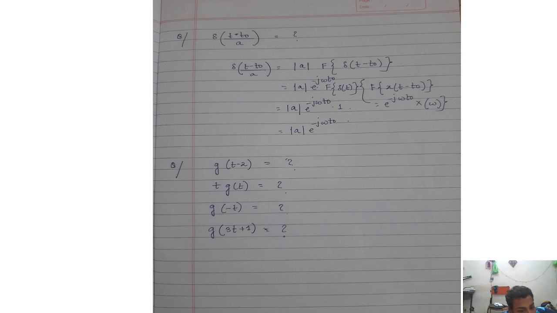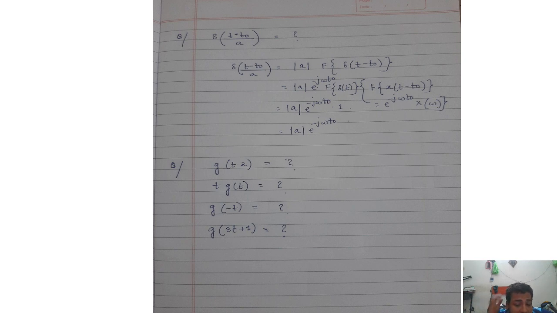So what we can write for this function g of t minus 2, the Fourier transform is equal to e to the power of minus j omega t naught, where t naught is equal to 2 here, into X of omega. And obviously X of omega is G of omega here, because g of t is not defined, it just sets the signal, nothing else. I would like you to do the other problems on your own. Any problem, then you can discuss with me.